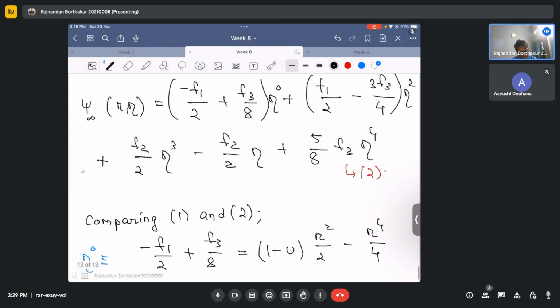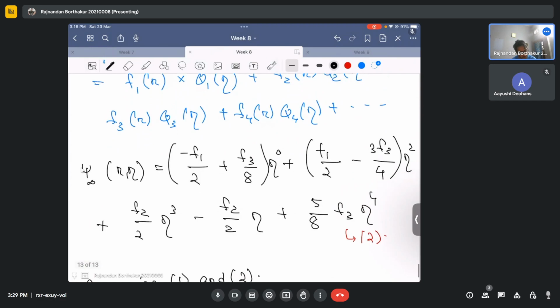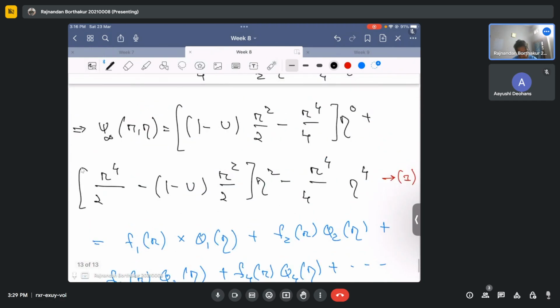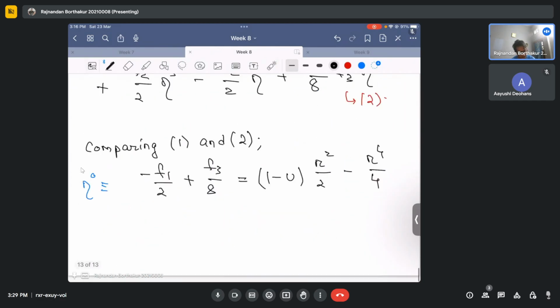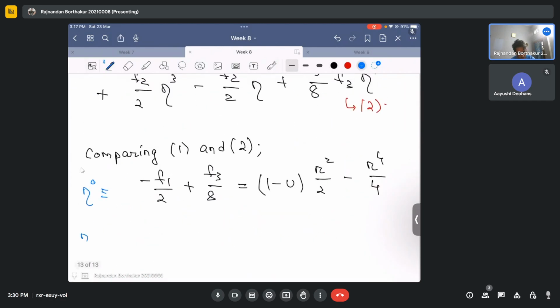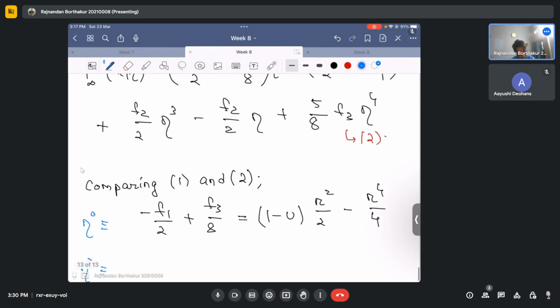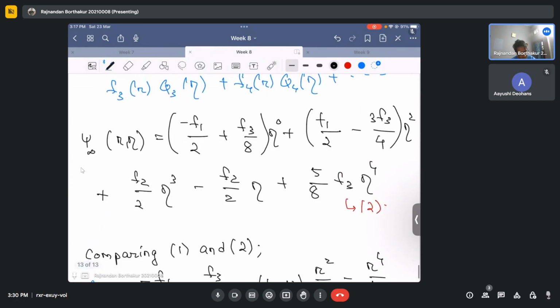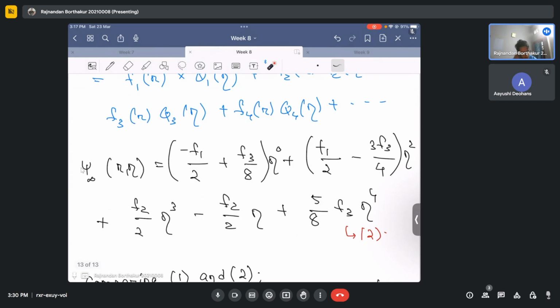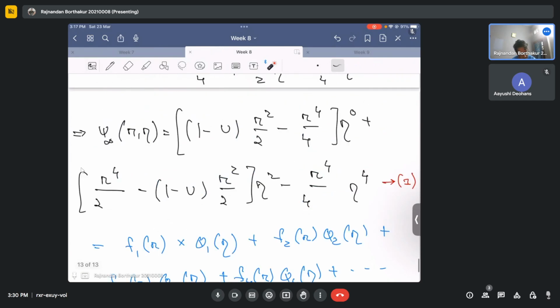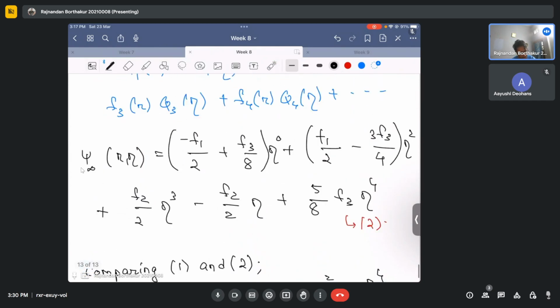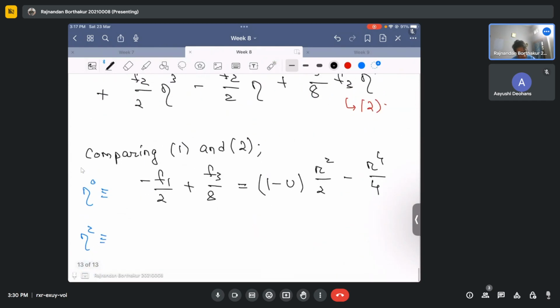Similarly, if I now compare the eta squared term, because there is this eta squared term, what do we get? If we compare, we basically get that f1 by 2, so this term is equal to this term, which means, let's see this. I think this is f1 by 2.